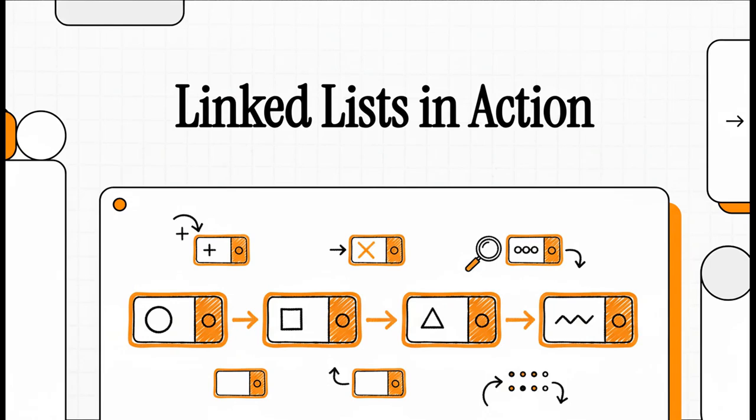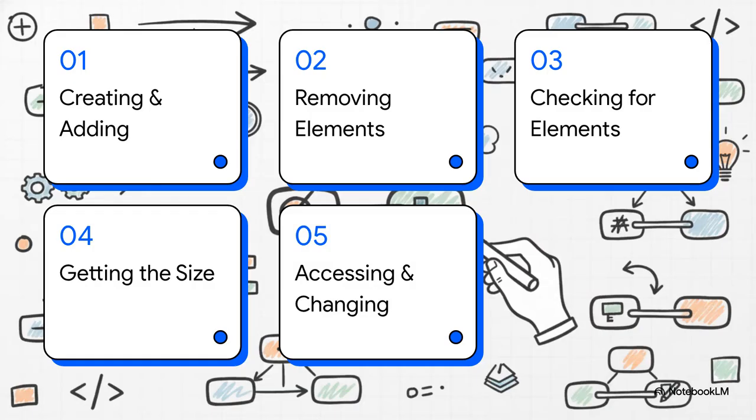You know how your music playlist just magically knows what song is next, or how your browser's back button works so well? Well, a lot of the time, the secret sauce behind that is a data structure called a linked list. Today, we're going to pull back the curtain and see exactly how they work with some really clear, practical code. We're going to start from the very beginning, building a list from scratch.